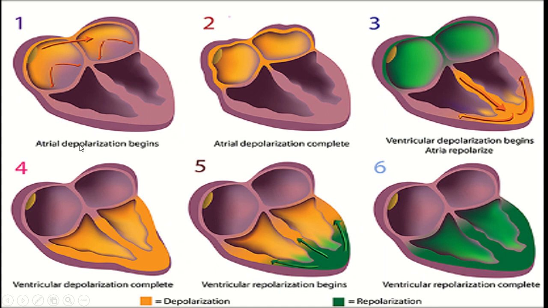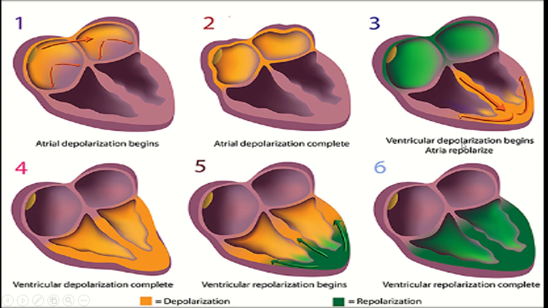So this is atrial depolarization. Depolarization means the contraction of the heart. Repolarization means the relaxation, the returning back to normalcy. The yellow part is the depolarization. So atrial depolarization means the depolarization occurring in the atria. Both atria contract at the same time. It begins, and when it is complete, the whole atrium is contracted.